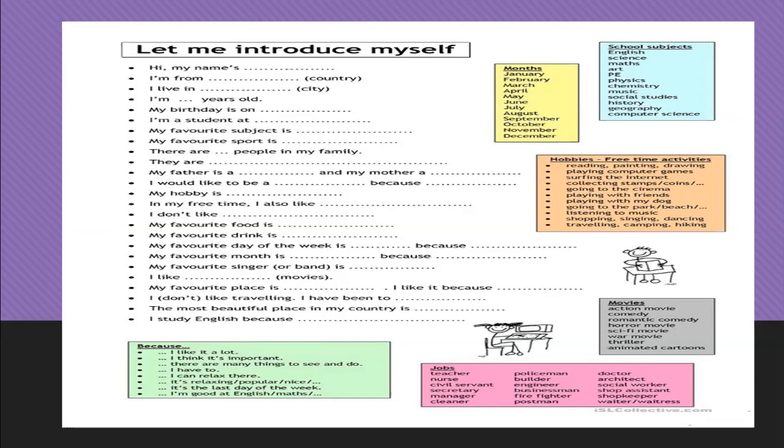Talking about school, you can choose some subjects that are in the page. History. I like to hear about history. My favorite sport, I think, is Taekwondo. My son studies Taekwondo. There are 4 people in my family. They are me and my 3 children.